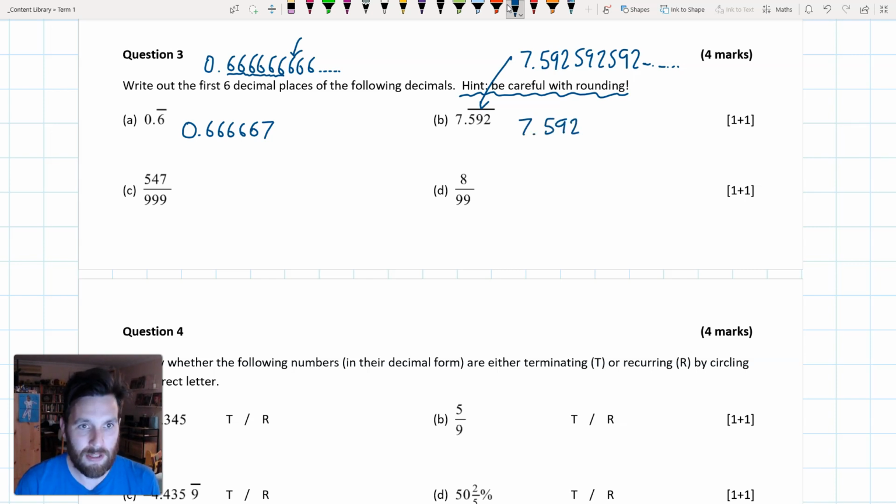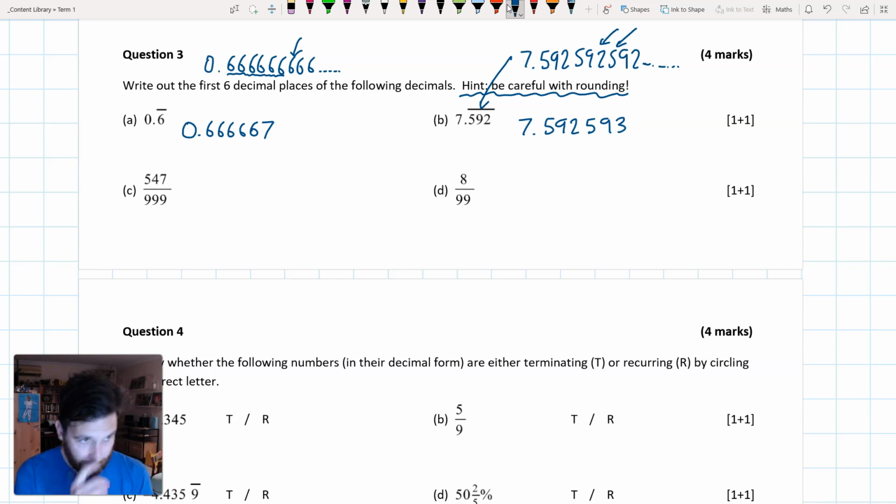So that's 3 digits, 5, 4 digits, 9, 5 digits. Then we've got to decide whether to leave this 2 as a 2 or round it up to a 3. The next digit is 5, which is 5 or greater. So we're going to round that up to a 3.